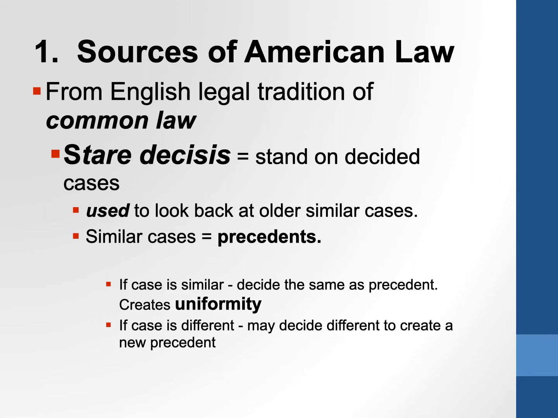The idea of, if someone cheats on exam 3, I give them a 0. Someone cheats on exam 4, stare decisis, the common law tradition, would require me to stand on that decision in exam 3, that precedent that I set, to give that person a 0 on exam 4.